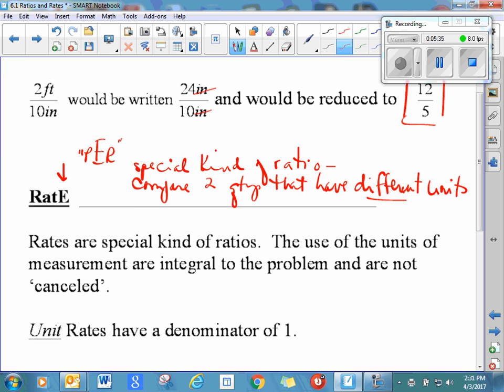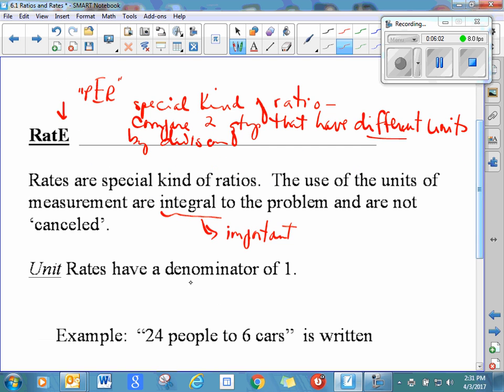Different units by division. Because the quantities are different, they do not cancel out, and they stay with us through the entire problem. They're integral, meaning they're important to the problem, and they never cancel. The most famous and the most used kind of unit rate are rates where you have a denominator of 1.